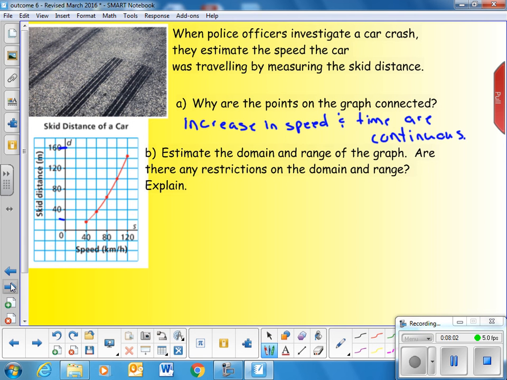Part B, estimate the domain and range of the graph, and are there any restrictions on the domain and range? So let's first of all look at the domain. Writing our domain in set notation, all of our points are in between 40 and 120. There's dots on those two, so they are included, so square brackets. Are there any restrictions on the speed?